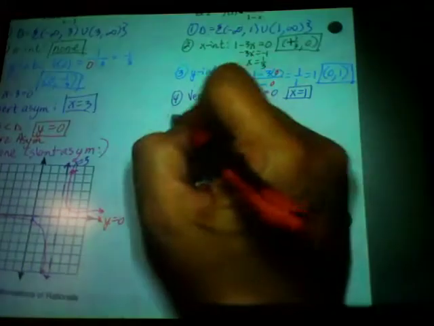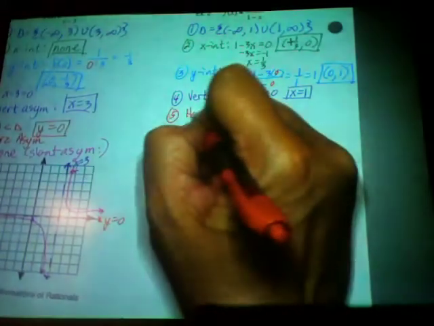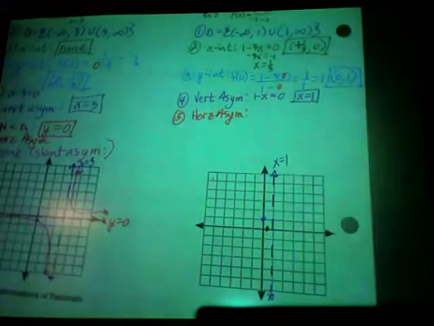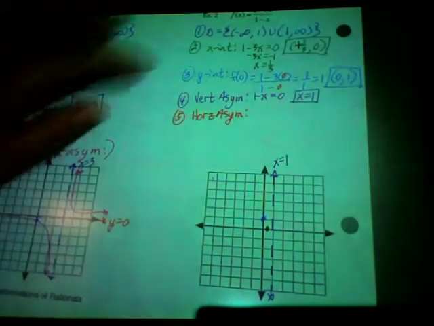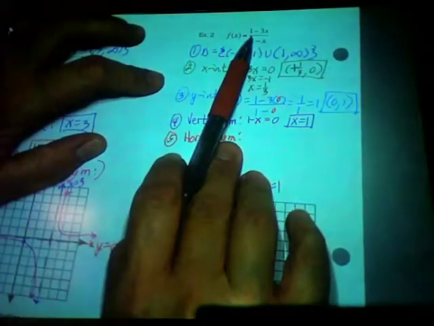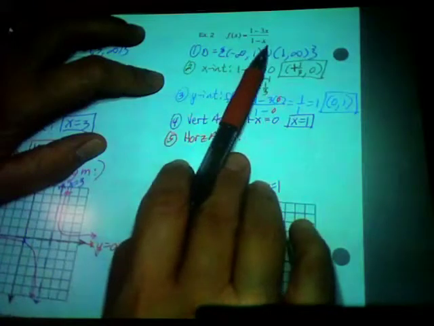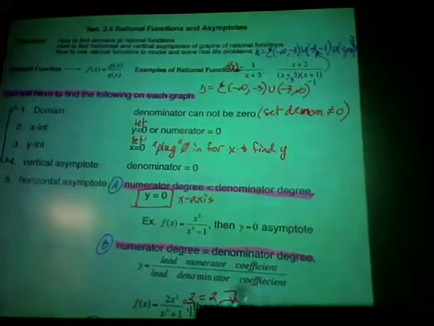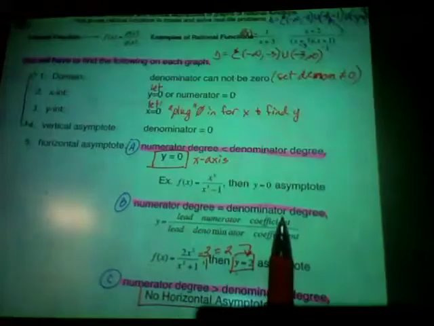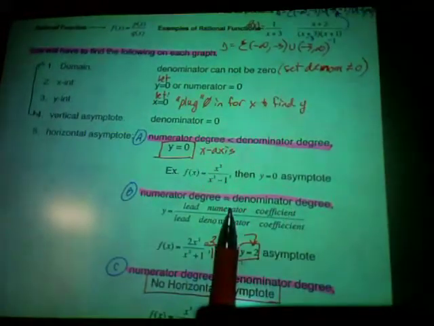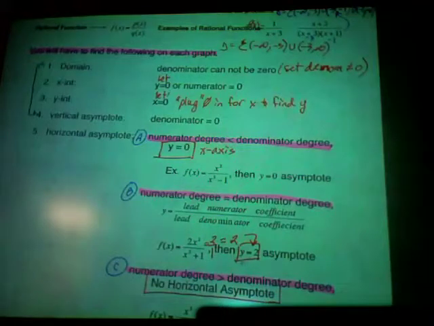And then 5, our horizontal asymptote. What is the degree of my numerator? 1, because that's the highest degree term, right? What's the degree of my denominator? Also 1. What happens when the degree of the numerator equals the denominator? Yeah, you take the leading coefficient of the numerator and divide it by the leading coefficient of the denominator.